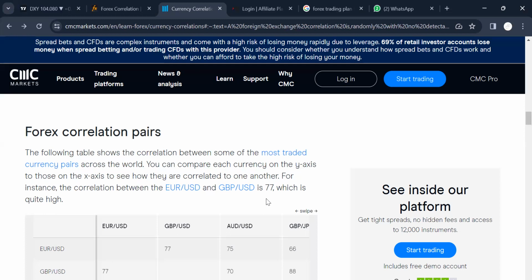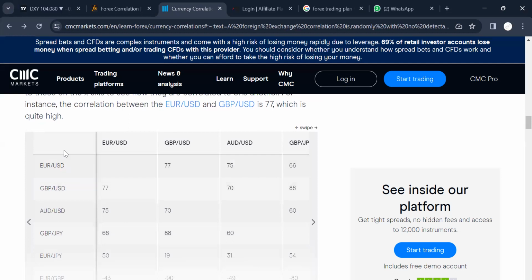So EUR/USD and GBP/USD is 77, which is a positive value. That is it. So you see, we have the x-axis and the y-axis that we were talking about. It's just the vertical line and the horizontal line. The same pairs listed on the horizontal line are also listed on the vertical line. X and Y are the same thing, so you have to compare them.